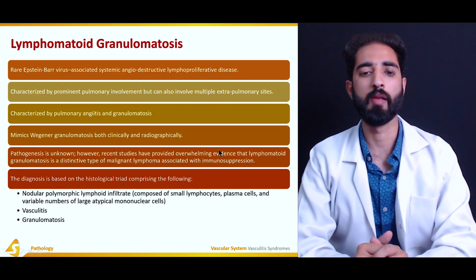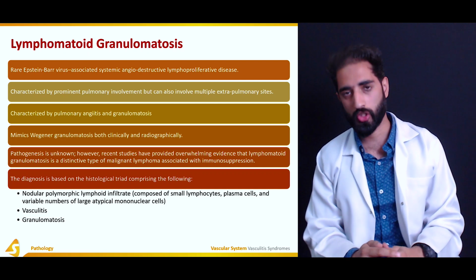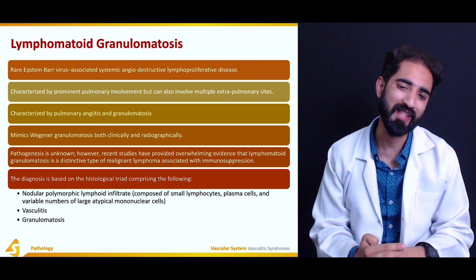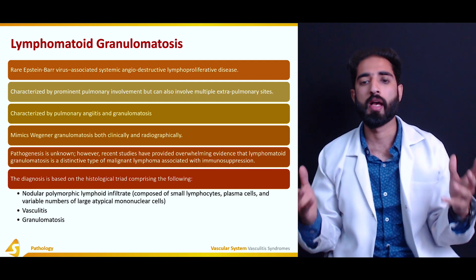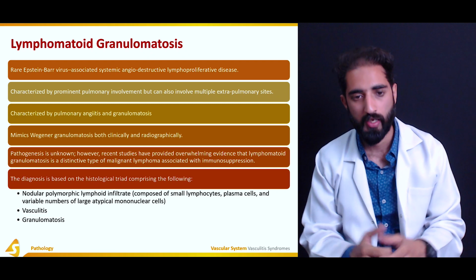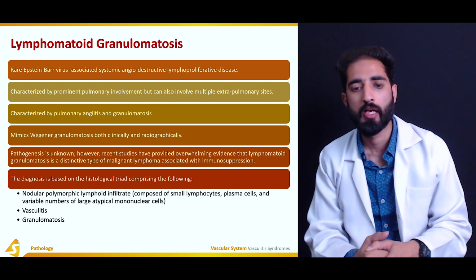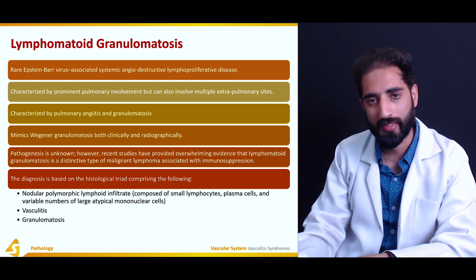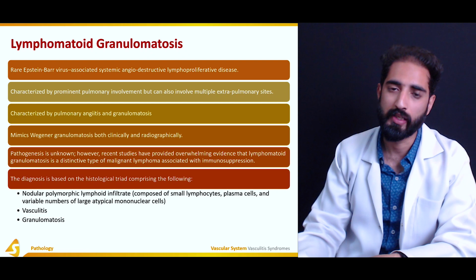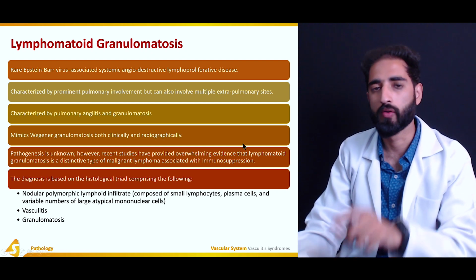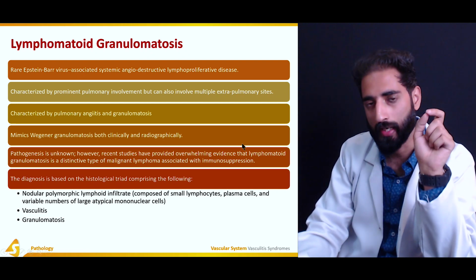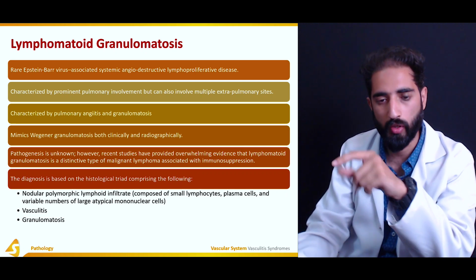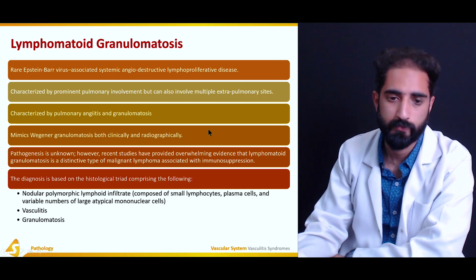Now we have lymphoid granulomatosis, which is actually a viral disease. It is a rare Epstein-Barr virus-associated systemic angiodestructive lymphoproliferative disease, characterized by prominent pulmonary involvement, but can also involve multiple extrapulmonary sites as well. But majorly, it involves the pulmonary system, resulting in pulmonary angiitis, also known as pulmonary vasculitis, which means the inflammation of the pulmonary vessels, and granulomatosis.